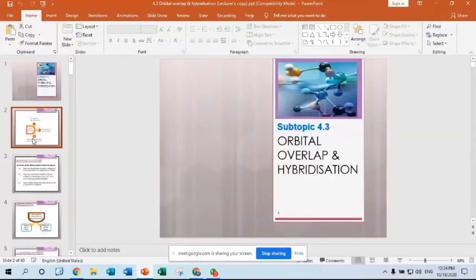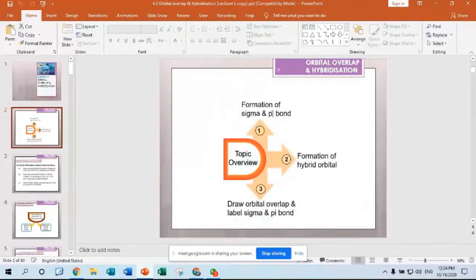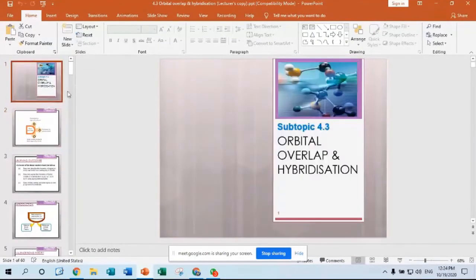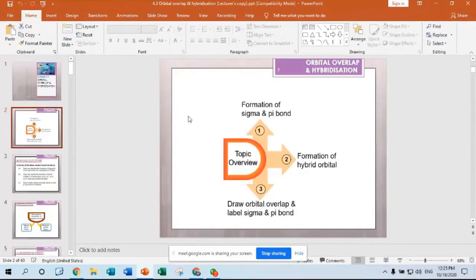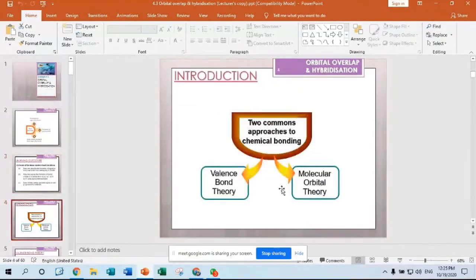Okay. So now we look at here. Nama dia pun orbital overlap and hybridization. Overlap means bertindih. Kita akan mengkaji macam mana orbital tu bertindih. So there are 3 parts. First, formation of sigma and pi bond, and then formation of the hybrid orbital, and draw orbital overlap and label sigma and pi.